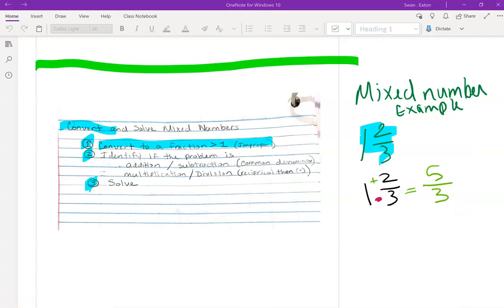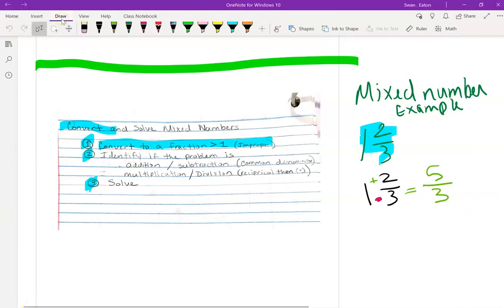Oops. And let me go back here to my drawing function. Sorry about that. So now you know how this says a fraction greater than 1? All that means is an improper fraction. Because if we were to convert this back to a mixed number, we would do, how many times does 3 go into 5? 1 time. How many are left over? 2. And we keep the denominator.